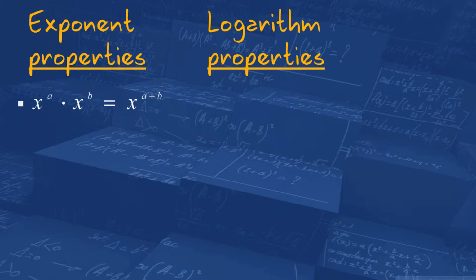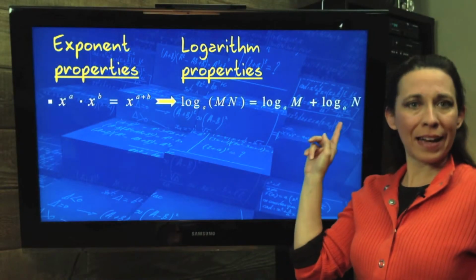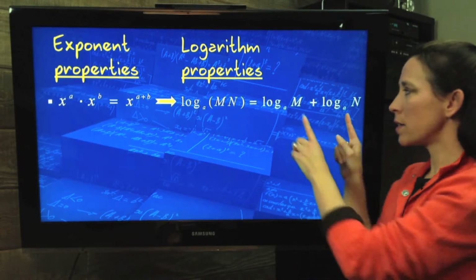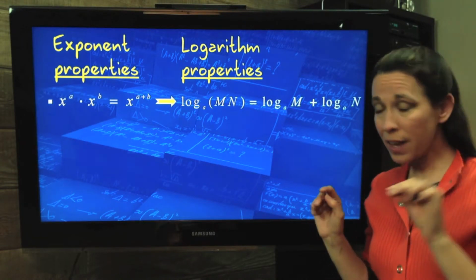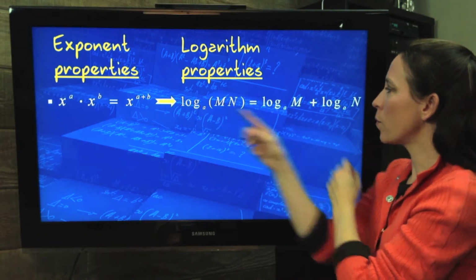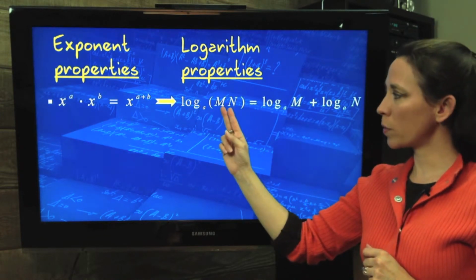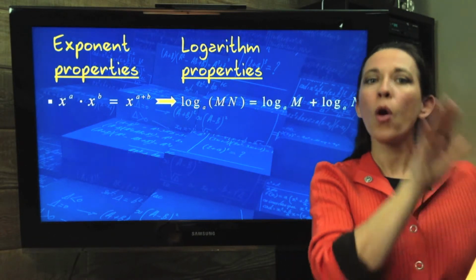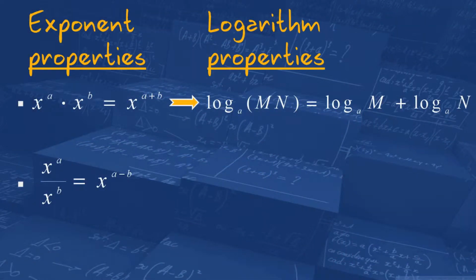Remember, if you have a like base and you're multiplying, we add exponents. So with logarithms, since they represent exponents, if you are multiplying within a single log, you can rewrite that as adding, remember, like adding two exponents. Likewise, if you have two logarithms and you want to write it as a single log, which is what we're going to be doing today, you can write it as a single logarithm, but instead of addition, you now have multiplication. So a single log of multiplication into two logs of addition, or two logs of addition into a single log of multiplication. Same thing works with division.